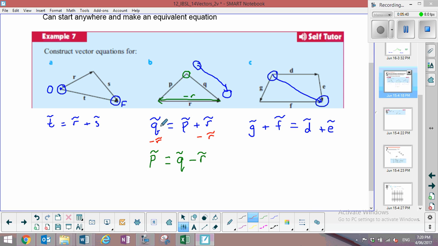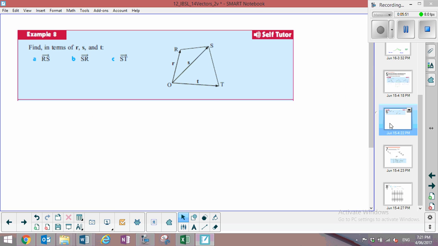So p is equal to q minus r. So same way of doing algebra as we've done before, but doing it with vector equations. So just a little aside there.